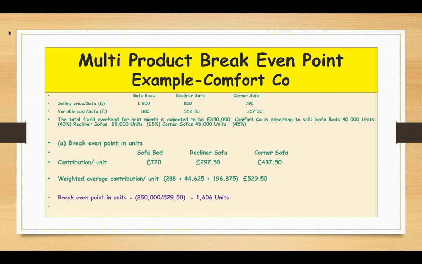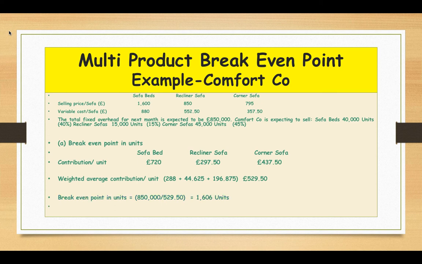297.5 times 15%, that is 44.625. And the corner sofa is 45%. So the corner sofa's contribution per unit is 437.5. Times it by 45%, you will get 196.875. So the weighted average contribution per unit, if you add all these three together, you get 529.5, which is exactly same as in our previous slide when we used the number of units.